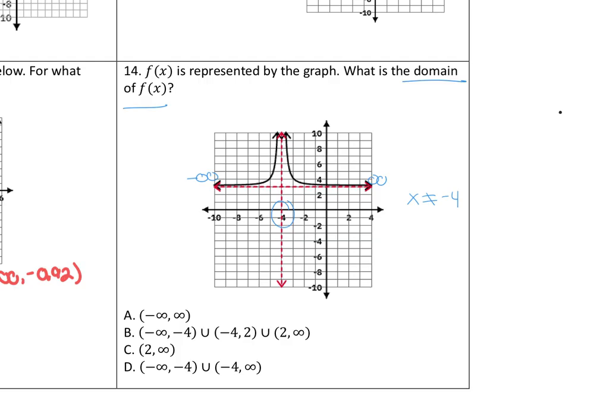So if I look, it's not A. I can't be everything. It's not C. B is a little bit tricky, but B is not right because this 2 is the y value. I don't care about the y value when I'm talking about domain things. I care about x things, which is only I can't be negative 4. So my answer is D.